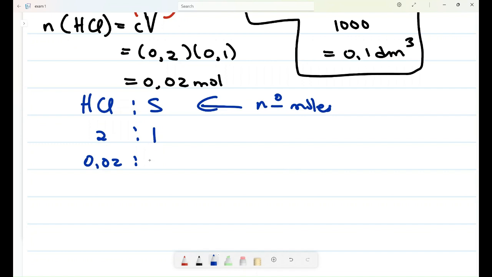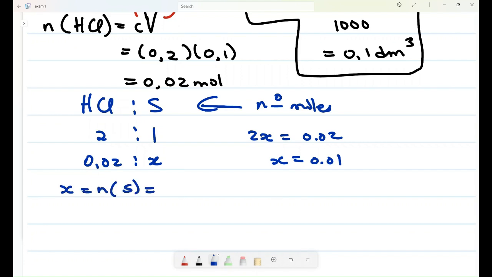Let's just put it x. So when you do your maths, it's going to be 2 multiplied by x, it is 2x. Maths is not important, which is 0.02. Then x is equal to 0.01. So x, which is the number of moles of what? Of sulfur, it is equal to how much?